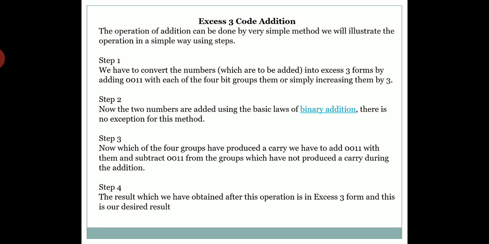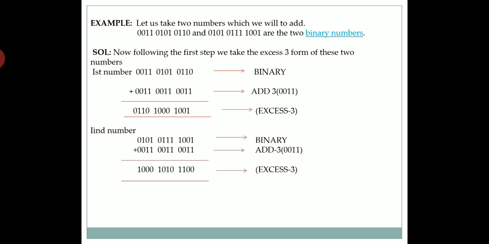In step 4, the result which we have obtained after this operation, in XS3 form, is our desired result. We are following 4 steps for binary addition.